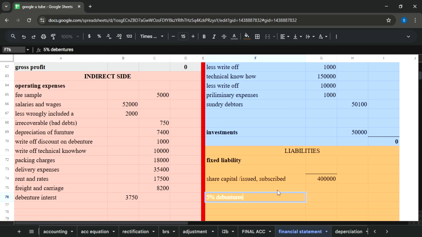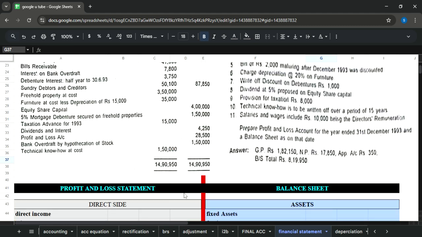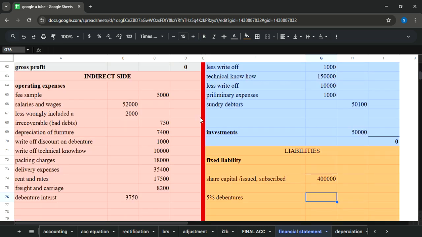Here you will mention 5% debenture. It's optional, you may write or you may not write 5%. The amount of 5% mortgage debenture is 150,000. First we will mention 150,000 over here. Now come back to our operating expense side, and here we have left the space to add outstanding interest. In the outer column, the lower outer column, we will calculate this percentage upon debentures.